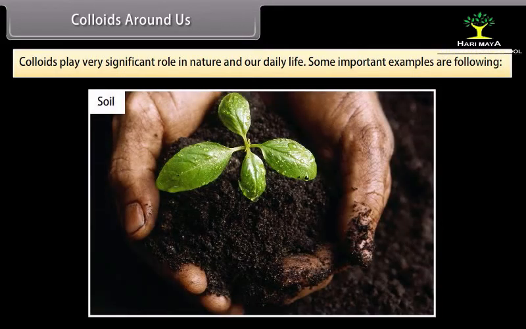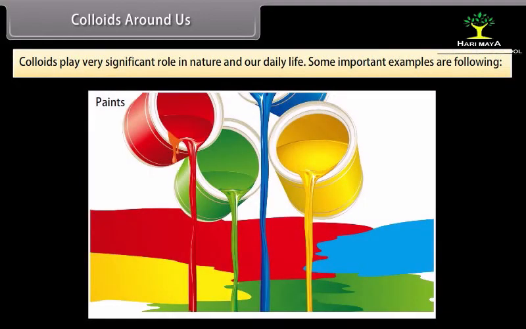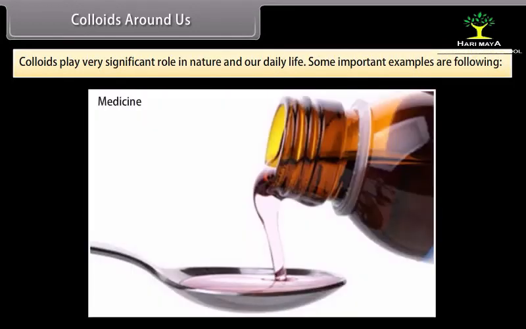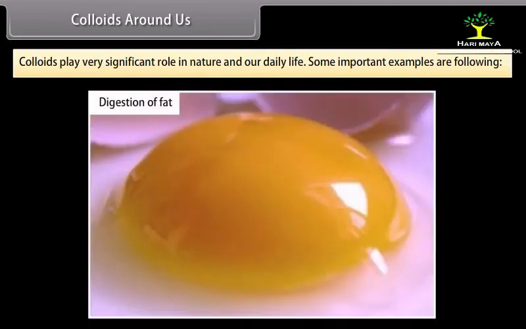Soils. Fertile soils are colloidal systems, and on account of their colloidal nature, soils absorb moisture and nourishing materials for plants. Paints. All paints are colloidal dispersions of solid pigments in a liquid medium. Medicines. Many medicines are colloidal in nature. The medicines in colloidal form are easily absorbed by body tissues and are more effective. Digestion of fats. The digestion of fats is aided by emulsification.